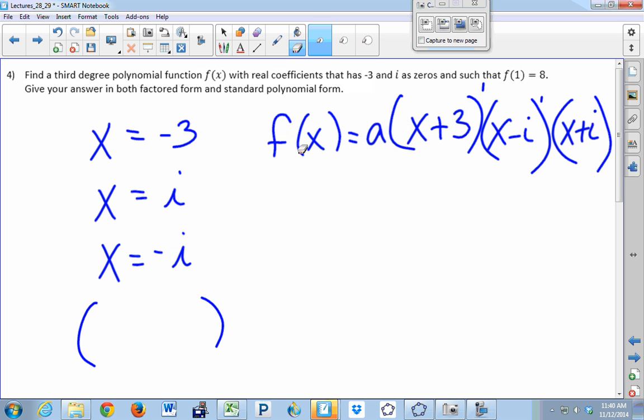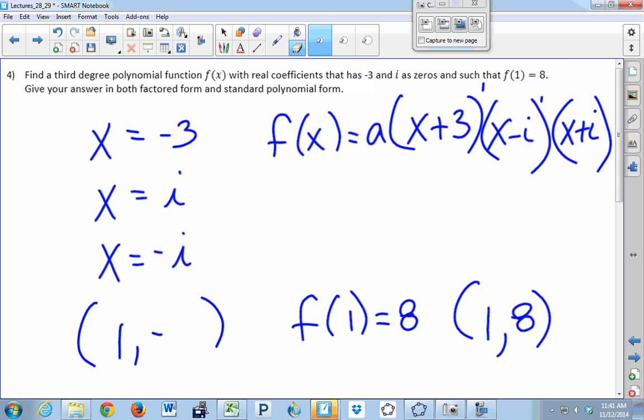That's true. But then we can't find the A because if we put either one of these in here, we're always going to get a 0 out here. So that's not going to help us find A. Do we know any point from any other information given? Andy? You have the function of 1 equals 8. Right, so I have f of 1 is 8. That tells me when my x value is 1, the output of my function is 8.